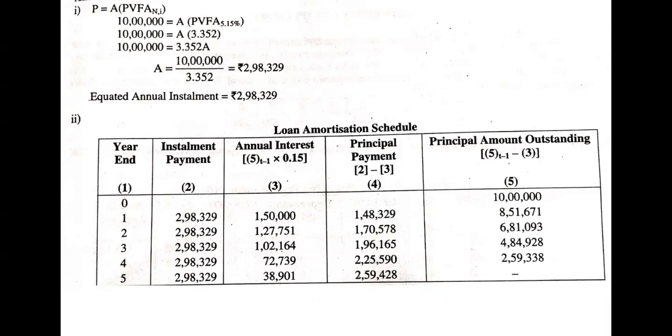But the principal payment, you see, has increased, right? Because the portion of interest has decreased while the portion of payment of principal has increased. First year 1,48,000, then 1,70,000, then 1,96,000, then 2,25,000, then 2,59,000. Likewise, the portion of payment of principal has increased. So this way we need to prepare the loan amortization schedule while solving the problem.